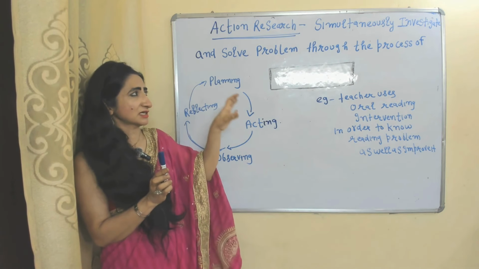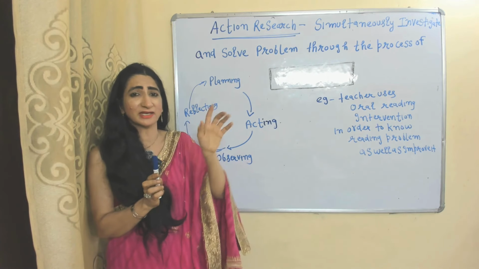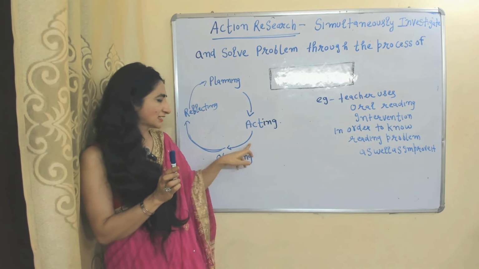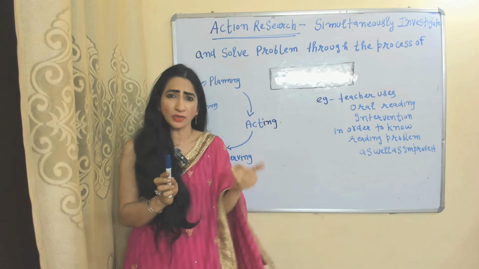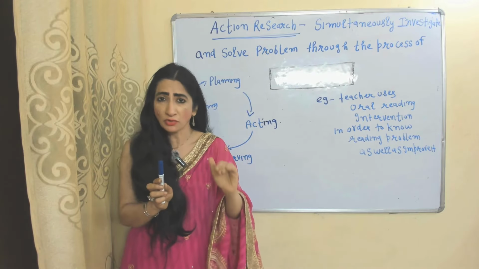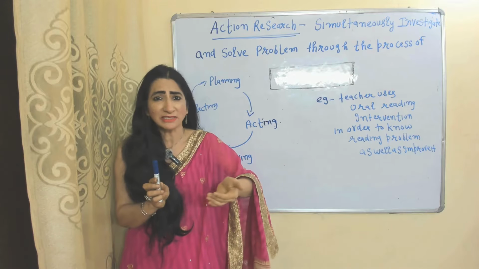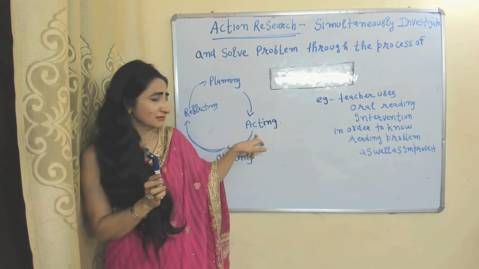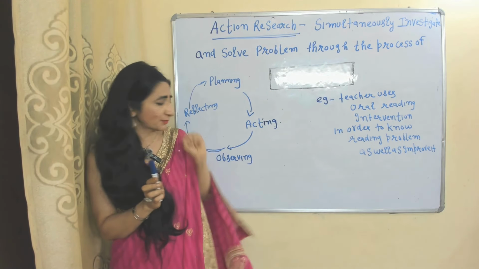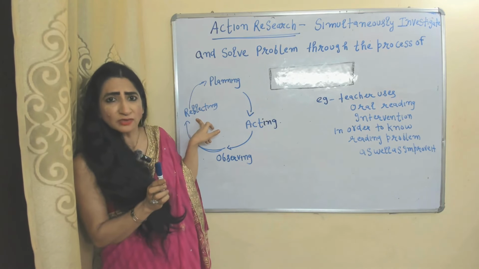In action research, we simultaneously investigate and solve problems through a cyclical process of planning, acting, observing and reflecting. For example, a teacher uses an oral reading intervention in order to know the reading problem of a student as well as simultaneously improving it. First of all, the teacher will make a plan, then take action, meaning actually conduct the reading program, then observe the result, eventually reflect on the action.